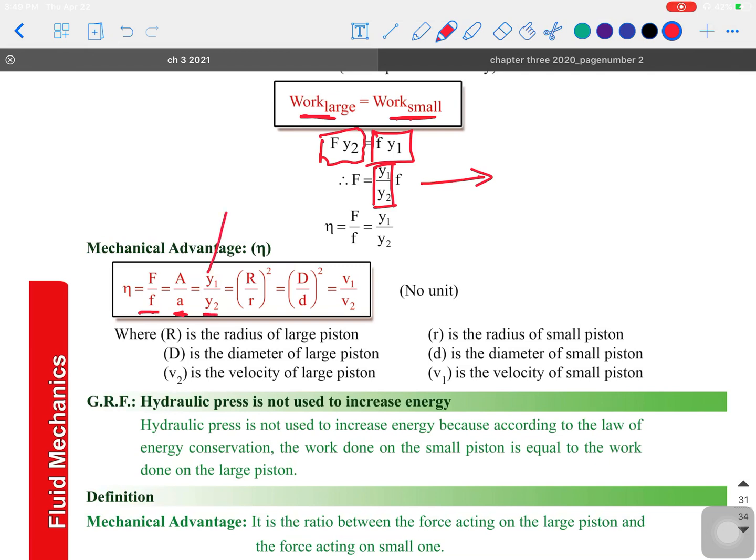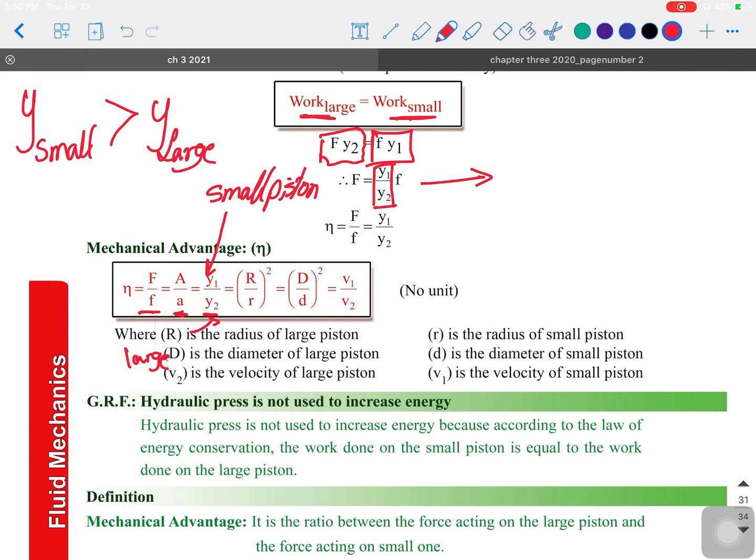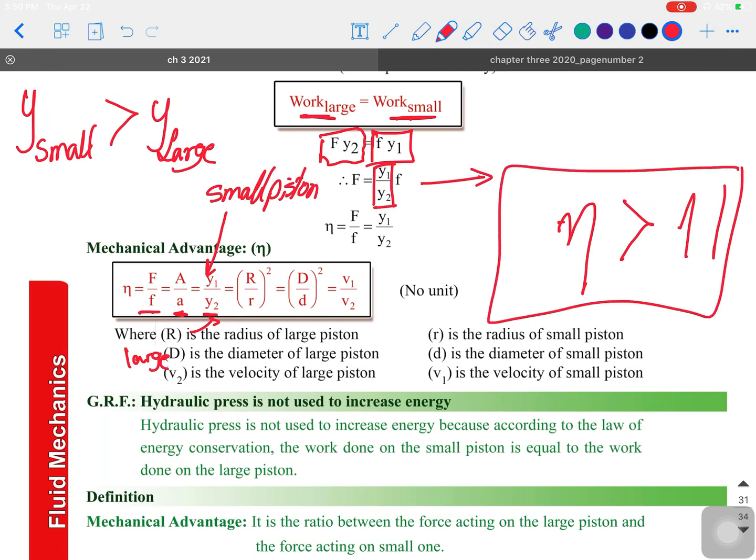And the area moved by the small piston is the small piston over the area of the large piston. That's because the y of the small is greater than the y of the large. We are seeking a value of mechanical advantage greater than 1. Of course, you use this hydraulic press in order to multiply the force needed, not to destroy it. Okay, and the area is pi r square over pi r square.